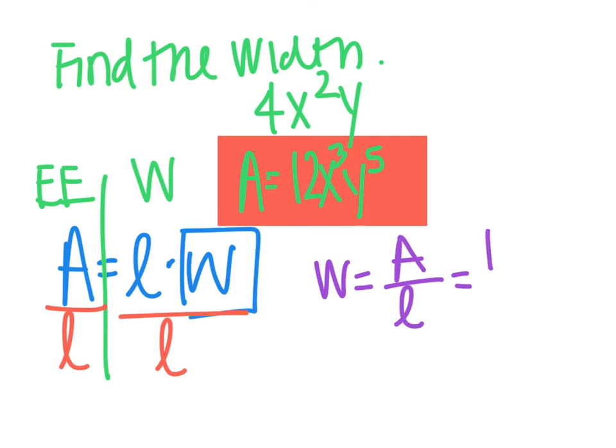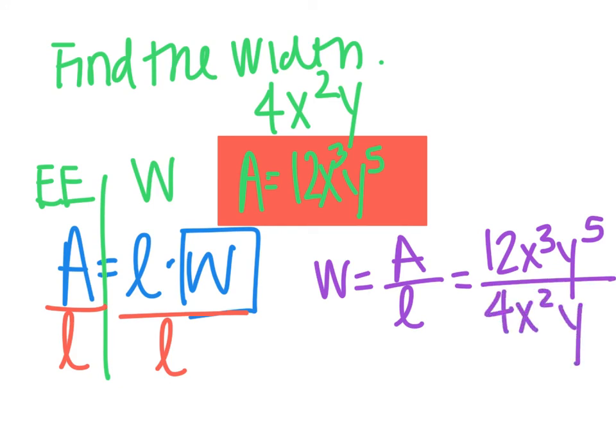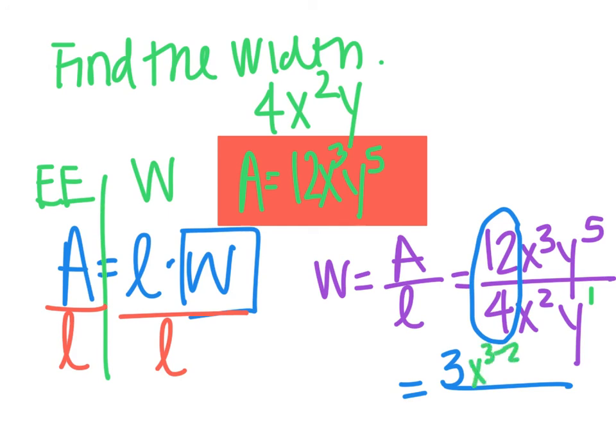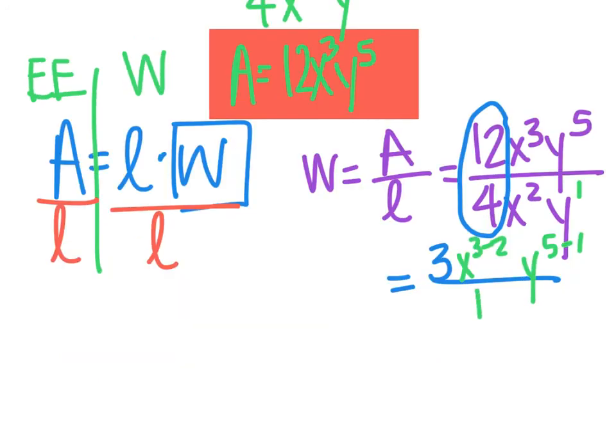Well, I know my area is 12x cubed, y to the 5th. And my length was 4x squared y. That y doesn't have an exponent, so I'm going to put a 1 there. When I divide, remember I subtract my exponents. My numbers here, my 12 and 4, I'm still going to divide those, and it's going to give me 3. My exponents, I have more x's on top, so I'm going to do 3 minus 2 on top. And I have more y's on top, so that's going to be 5 minus 1 on top. So really, I don't even need my denominator, but I could go ahead and put a 1 there if you wanted to.